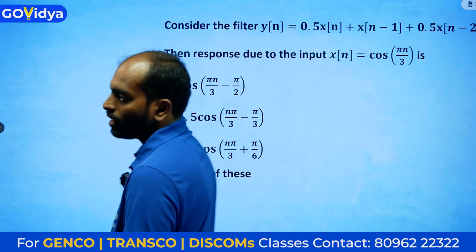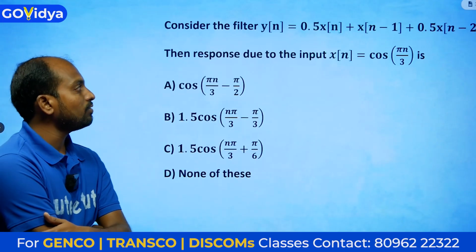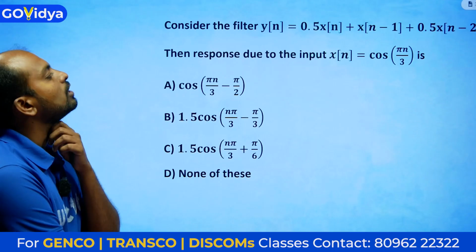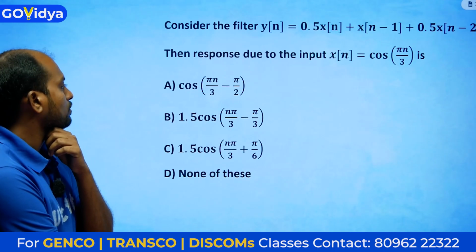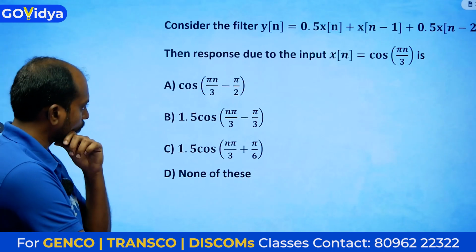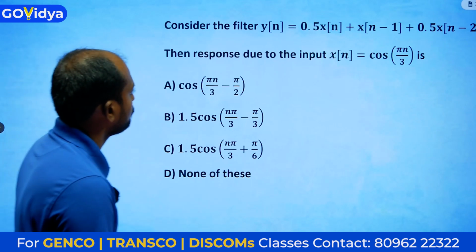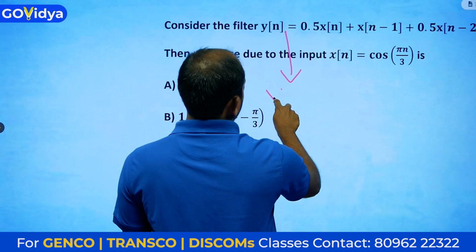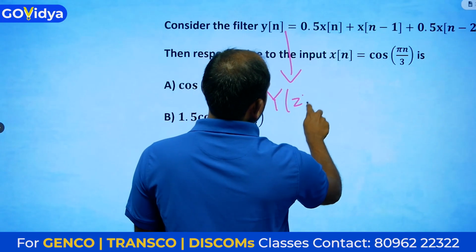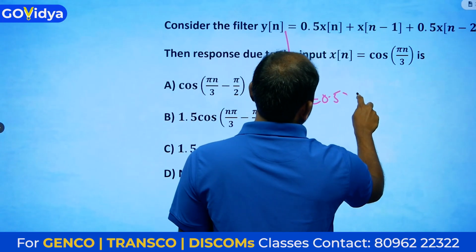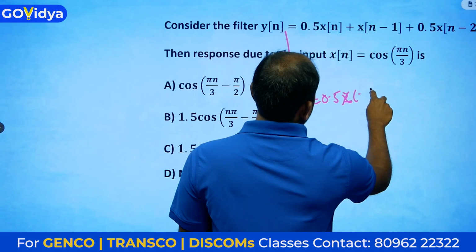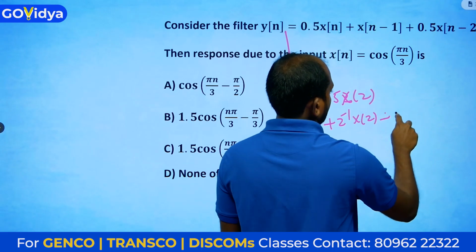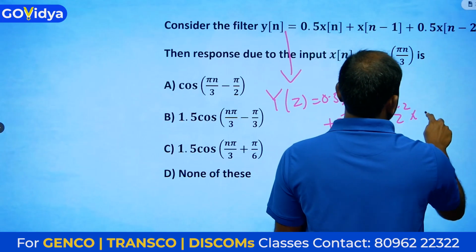Consider the filter y of n is equal to 0.5 x of n plus x of n minus 1 plus 0.5 x of n minus 2. Then the response due to the input x of n is cos pi by 3 n. Let me do this. If I apply Z transform, y of z is equal to 0.5 x of z plus z power minus 1 into x of z plus z power minus 2 into x of z.